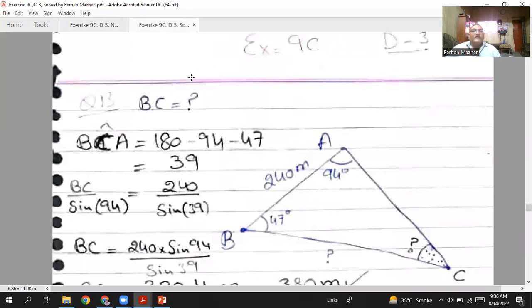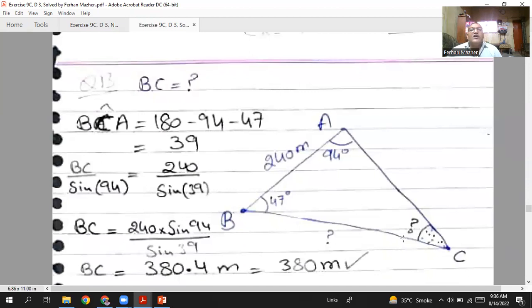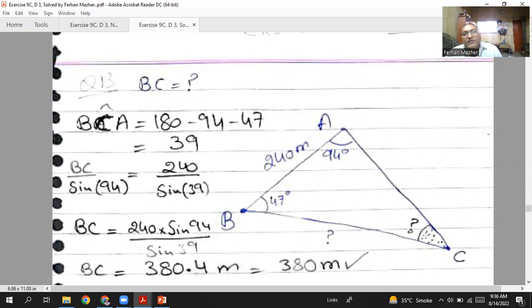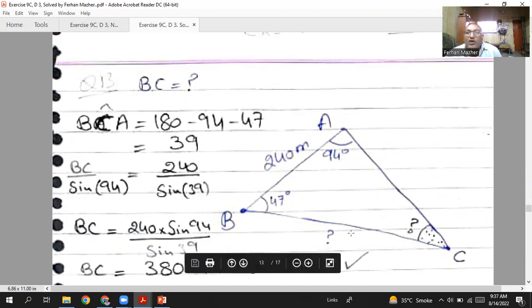Okay, so here we go. Exercise 9C, question number 13. BC is the question. This angle is given, 94. This angle is 47. First of all, I will calculate the angle ACB. Angle BCA will be equal to 180 minus 94 minus 47, and that will be 39 degrees. Once you know all three angles, the side opposite to the 39 degrees is 240 meters, and the side opposite to 94 degrees is the question.